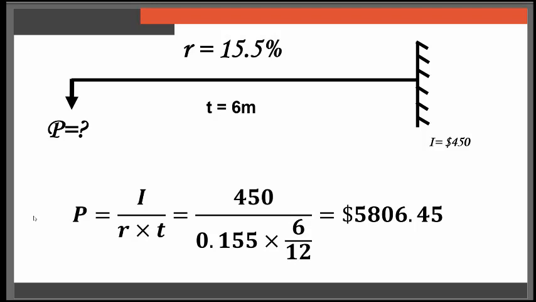So B equals I over R times T, which equals 5,806. I equals 450, R equals 155 per thousand, times 6 over 12.